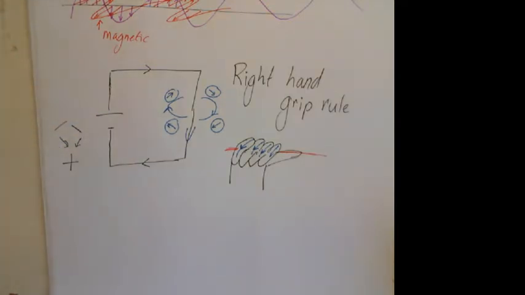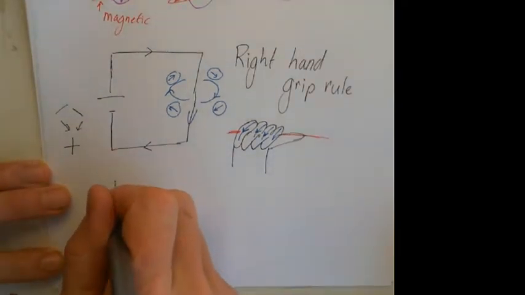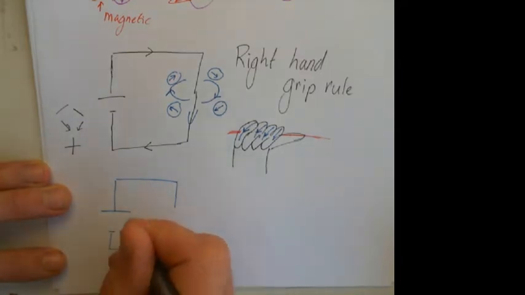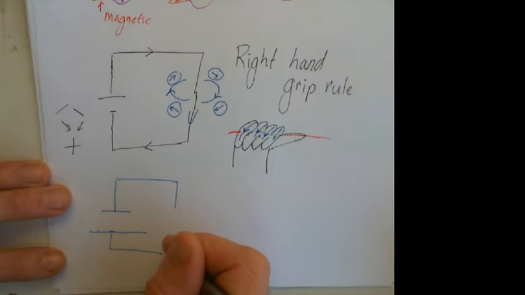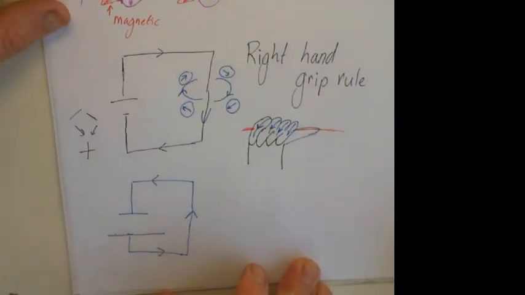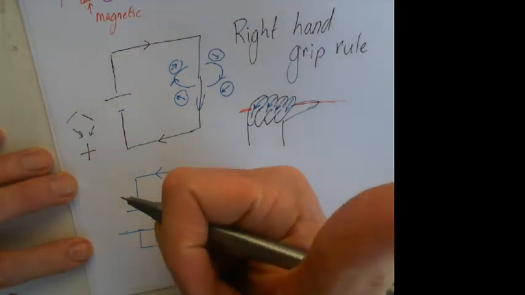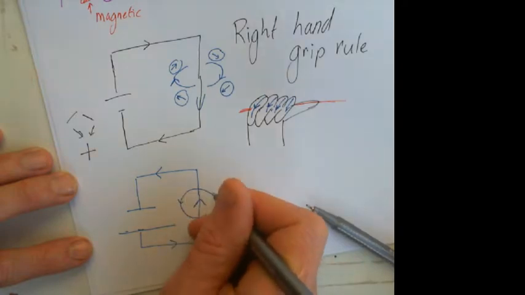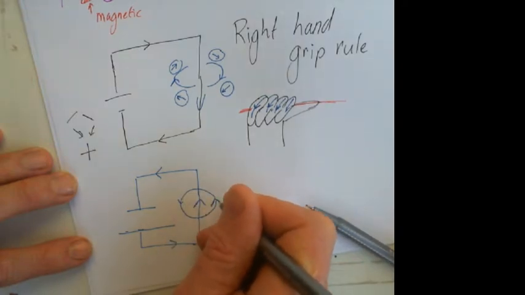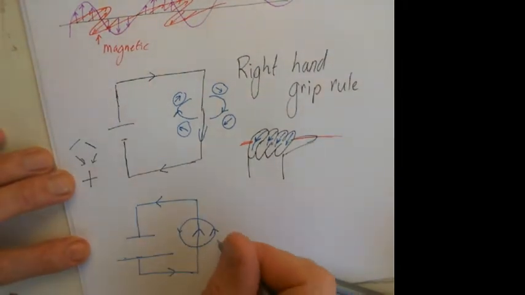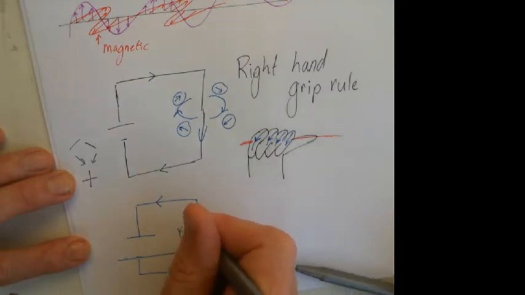Now if I was to change the current the other way around, so if I was going to take my battery out and put it in the other way round, this time the current is going to be going upwards, which means that my thumb is going upwards, which means that this time my fingers are going around this way, which now means that the magnetic field is going around that way, in an anti-clockwise direction, and this time the compasses would line up going around the other way.